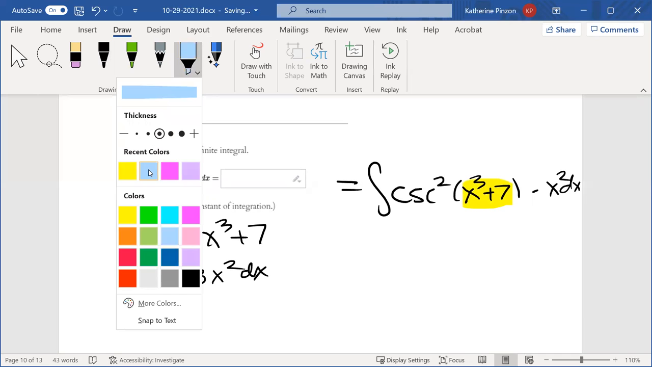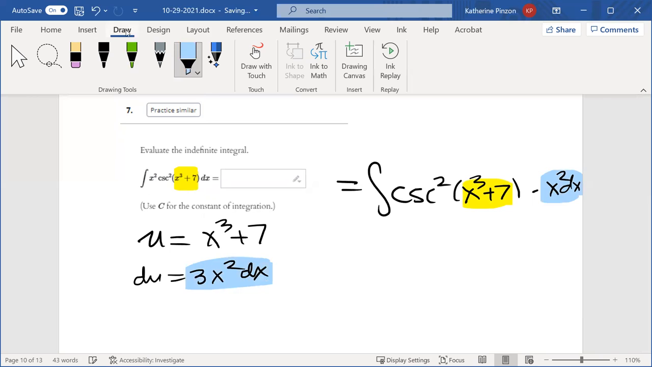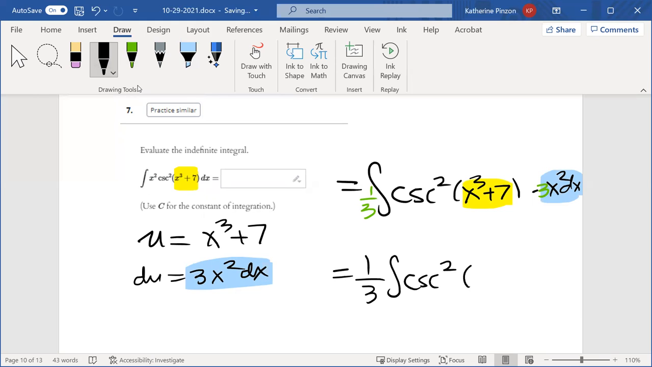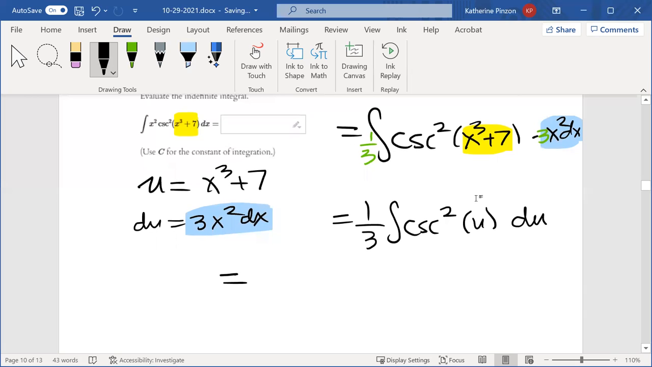So I put my u stuff here. I'm hoping to use this guy as du. What's missing? 3. So put 1/3 in the front. 1/3 cosecant squared of u du. What's the antiderivative of cosecant squared? Cotangent u. I think it's positive, yeah? I don't know, I have a negative for my answer that I missed. She says negative. Sheet says negative, great, negative.